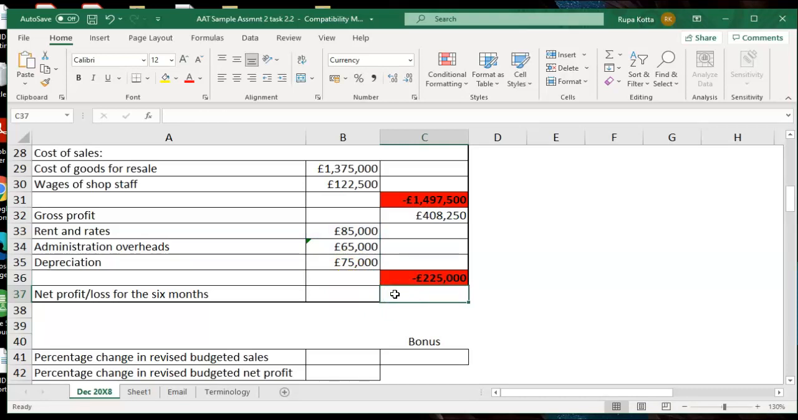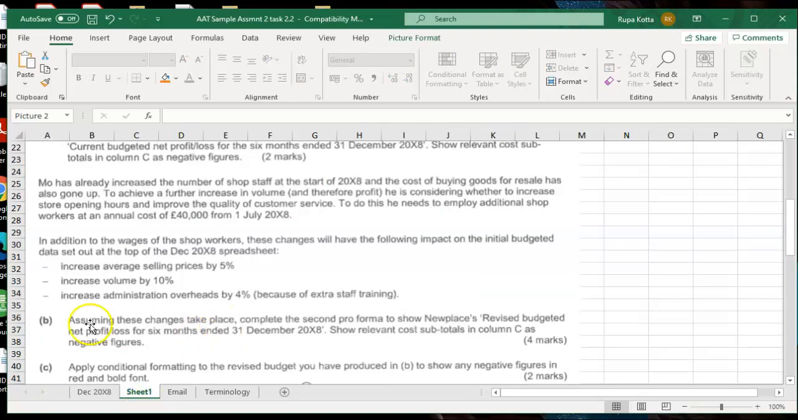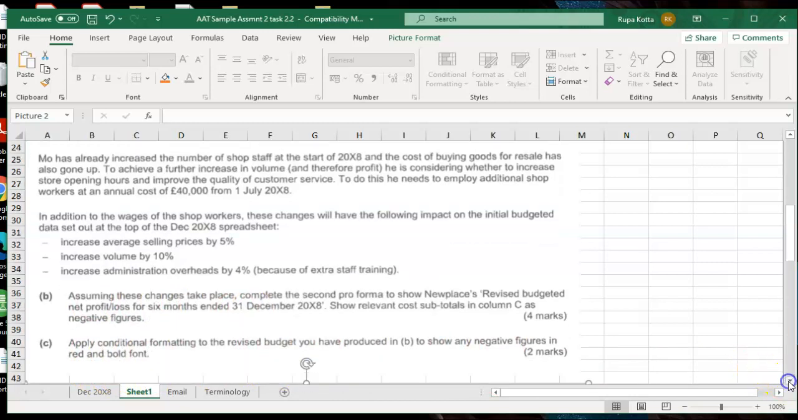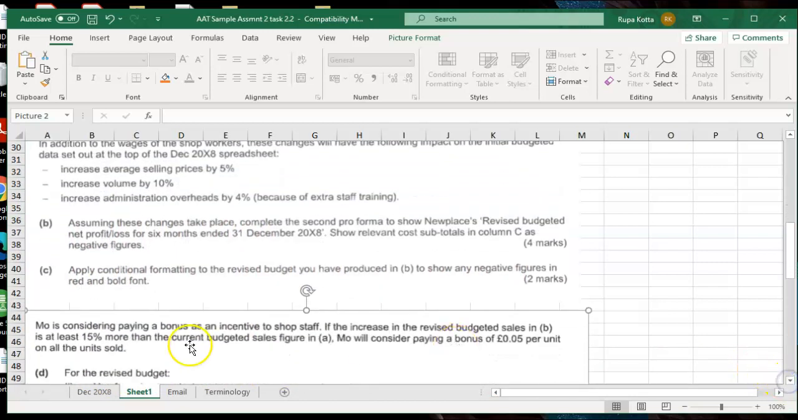Calculate the net profit or loss, which is the gross profit plus minus your expenses. So your net profit or loss for 6 months using the improved figures is 183,250. Okay, this is done. Let's see what else is needed. Apply conditional formatting to the revised budget to show any negative figures in red and bold font.